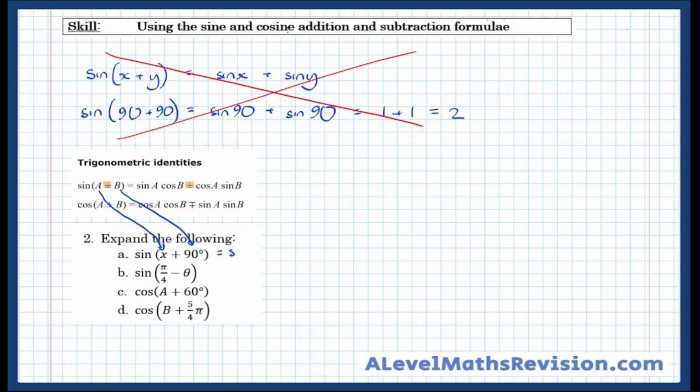So that's sine x cos 90 plus cos x sine 90. So we know that cos of 90 is 0, so that term disappears. We know that sine 90 is 1, leaving us with just cos x. And that's an identity we know to be intuitively true, sine of x plus 90 being cos x, because if you translate the sine graph 90 degrees to the left, we get the cos graph. So intuitively we know the statement's true.